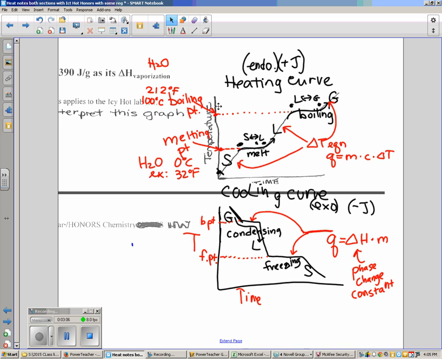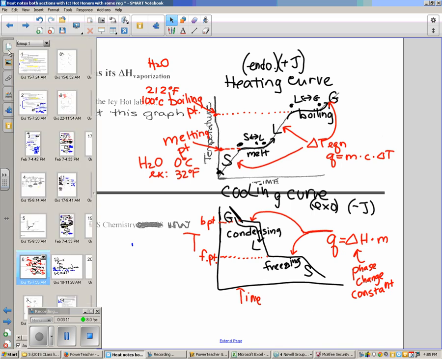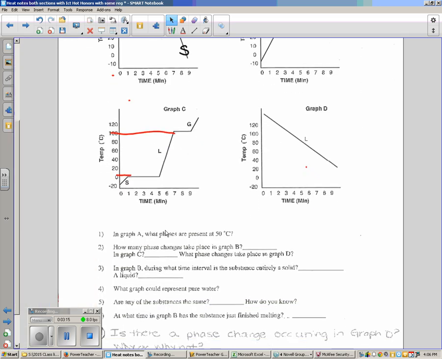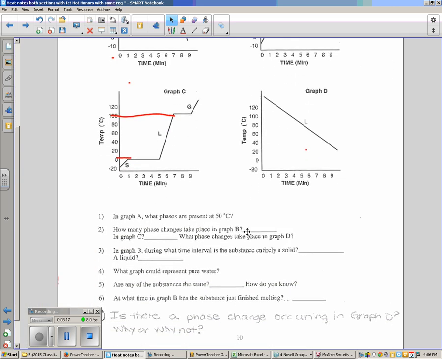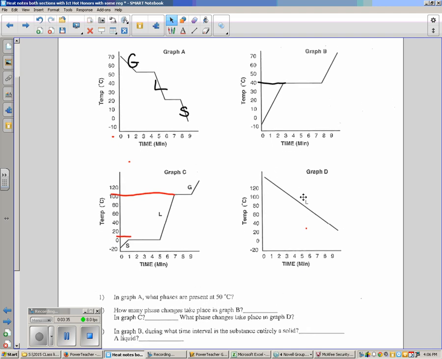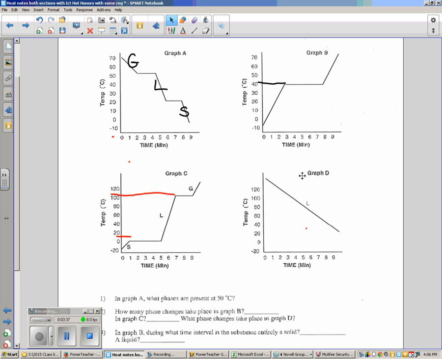So when you look at this example, try to fill that in on your paper. Then go to the questions on this page, where you have questions about the four graphs to answer. Notice that when you have all three states of matter, you're going to have two flat lines. If you just have one flat line, you don't know what the state is, you have to read it in the question. And when there's no flat line, that means it's just one state. This would just be a liquid for graph D.